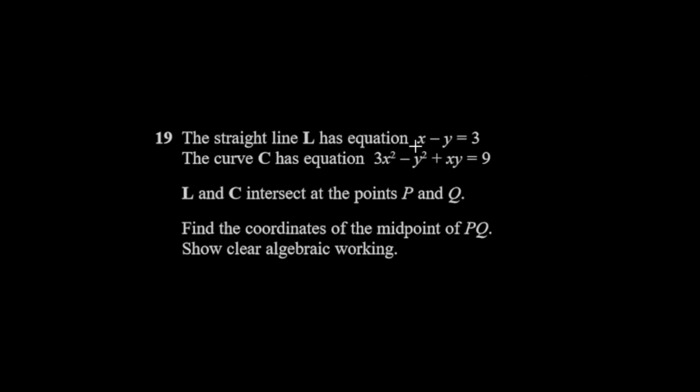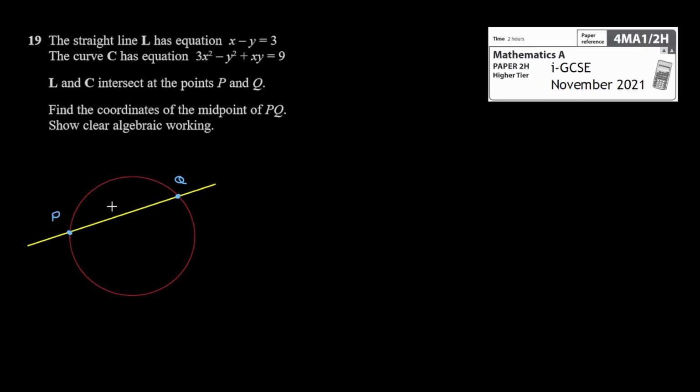Okay, we've got a straight line meeting a curve, looks like a circle to me, and the line intersects at point P and Q. Now the diagram is not meant to be accurate in any way, and indeed this might turn out to be an ellipse, but it doesn't matter. We've got a shape meeting a straight line at 2 points, and we're asked to find the midpoint of this line. So first of all, we need the coordinates of P and Q.